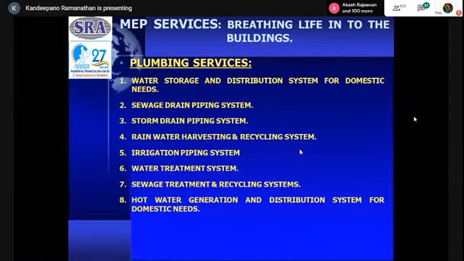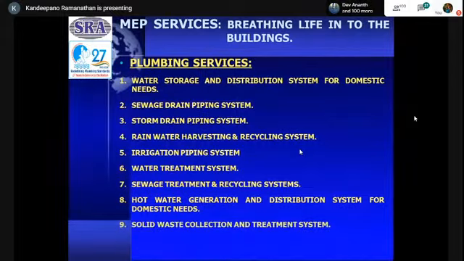Then the next item is hot water generation and distribution system for domestic needs. You must have seen a similar hot water generation and distribution for the air conditioning needs, that comes under mechanical services. This comes under plumbing services. Here also hot water is generated and the generation system will be similar. Both will be the same, but the distribution network will be different. The design aspect is a little bit different compared to what is required for air conditioning.